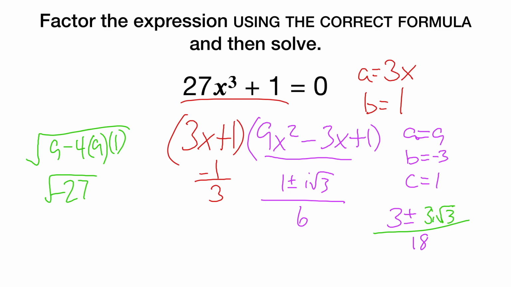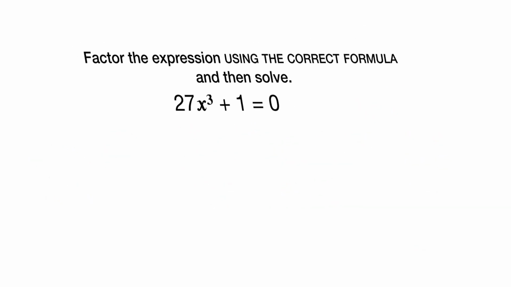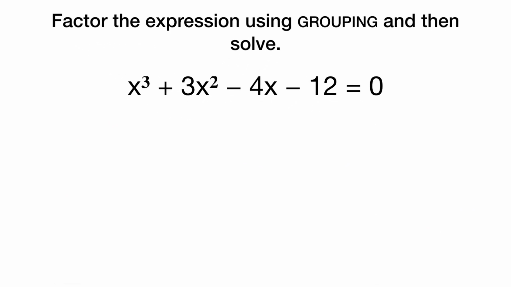And that is how we use the sum or difference of cubes. But this only works whenever it's written in this specific formula, where I have something x cubed plus a constant, or minus a constant. So what are some other ways that we can sometimes use to factor out cubic functions? Another way we can do is called grouping.